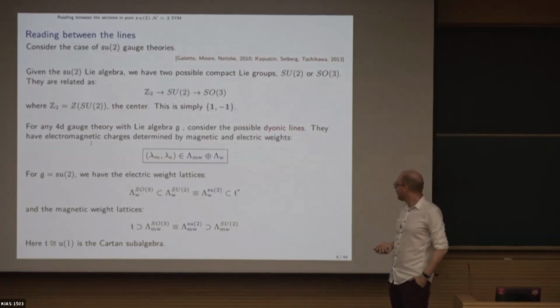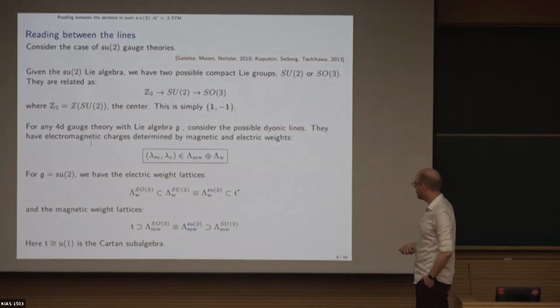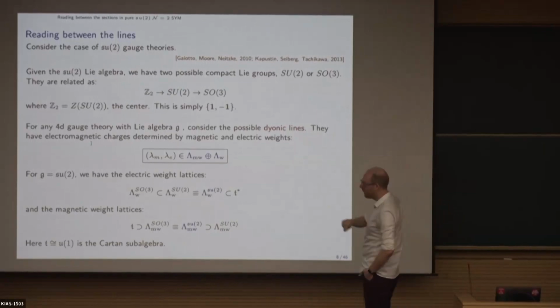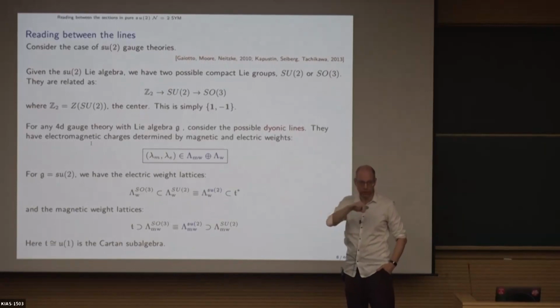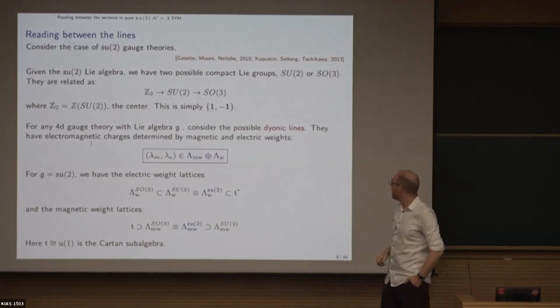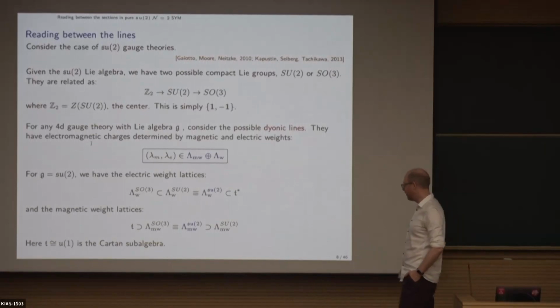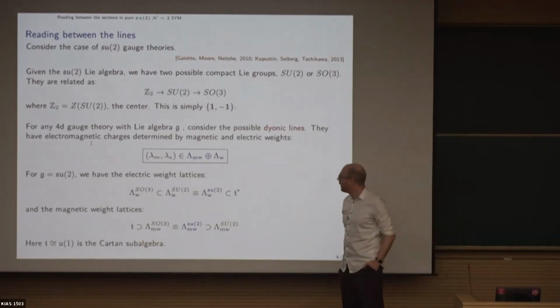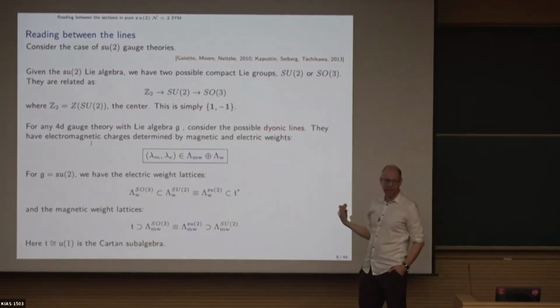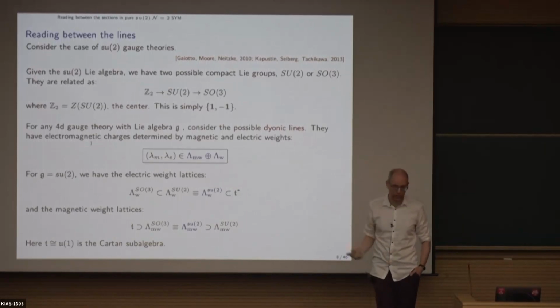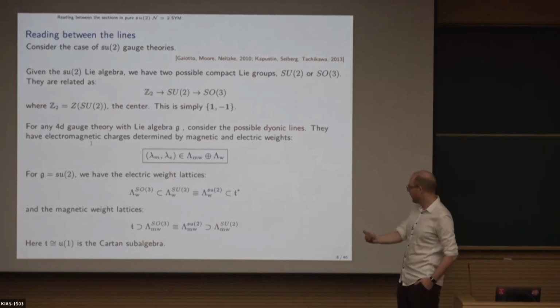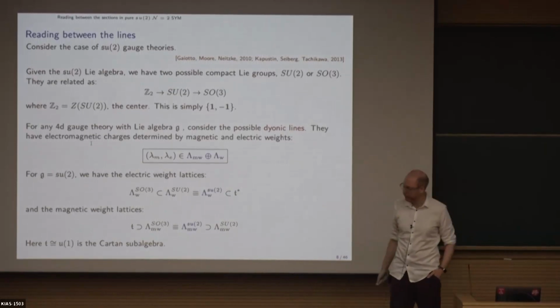Now, given any 4D gauge theory with a Lie algebra, we can consider all the possible dynamical lines, in particular those that we will do as excitations on the Coulomb branch with eight supercharges. And those dynamical lines are labeled by magnetic and electric weights. The electric weights are the usual weights of a Lie algebra, and the magnetic weights are essentially the electric weights of the Langlands dual, so the magnetic dual.